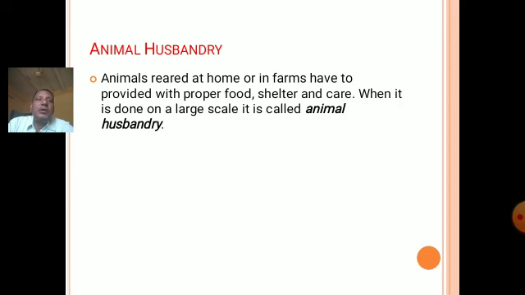Animals reared at home or in farms have to be provided with proper food, shelter and care. When it is large scale, it is called animal husbandry. It also includes the four stages: feeding, breeding, weeding and heeding. So this is about crop production and management.